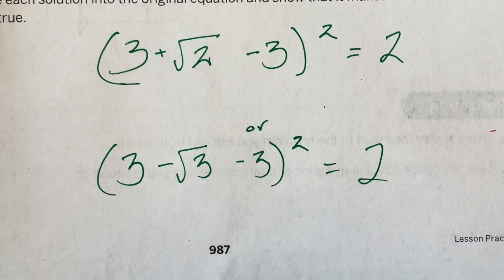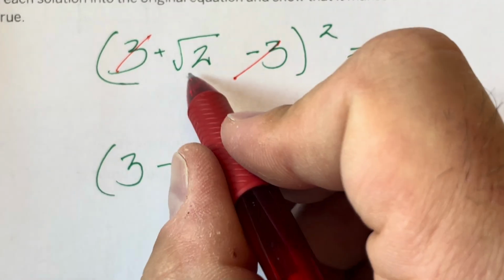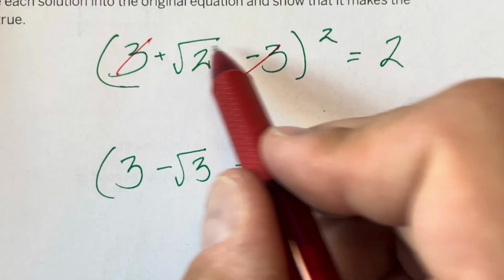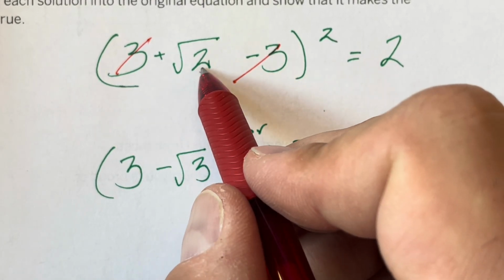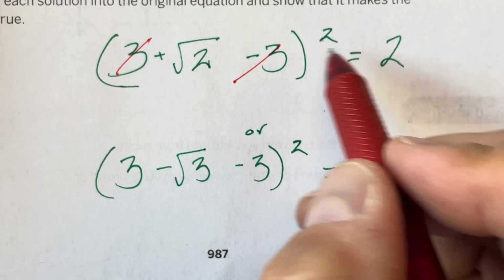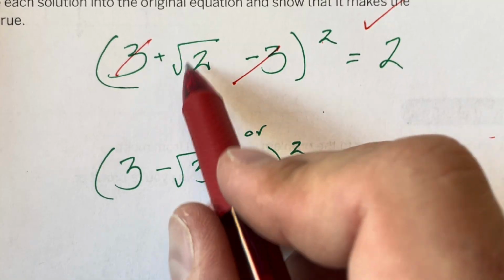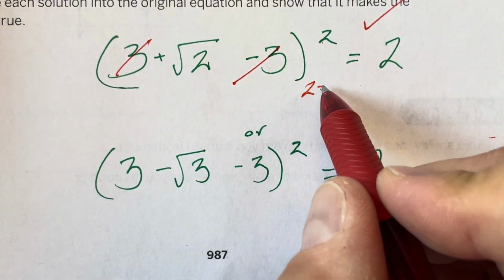Let's do the math on this. All right, so here's the thing. I got a plus 3 and a minus 3. Those cancel out, and I'm going to have the square root of 2 get squared. What is the square root of 2? It's the number that when you multiply it by itself gives you 2. So if I multiply that number by itself, I'm going to get 2. This one works. When I square it, the square root symbol goes away. I'm left with 2 equals 2.